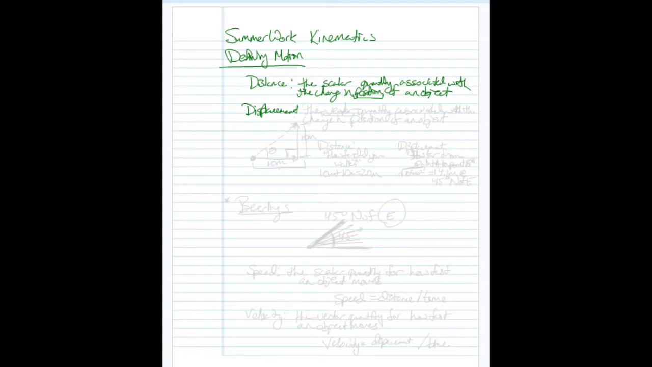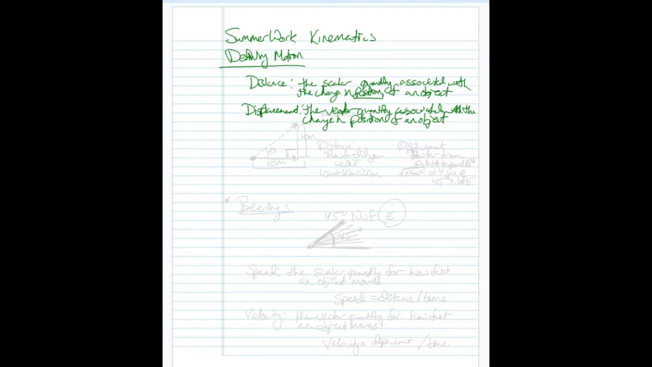Displacement is the vector quantity associated with the change in position of an object. So a vector means that it's not just how much, it's also in what direction.